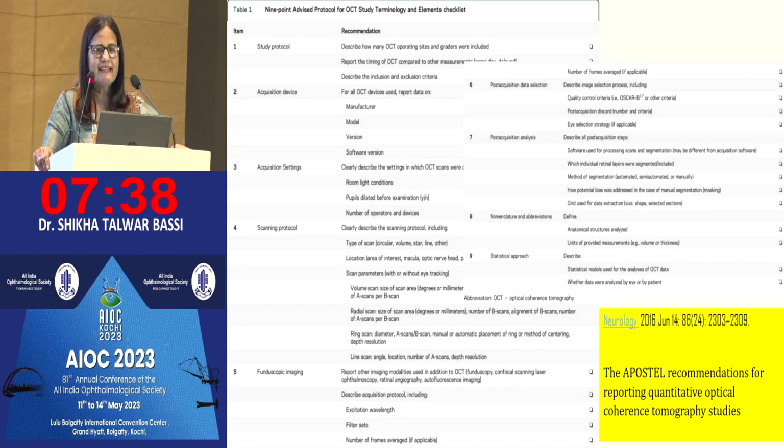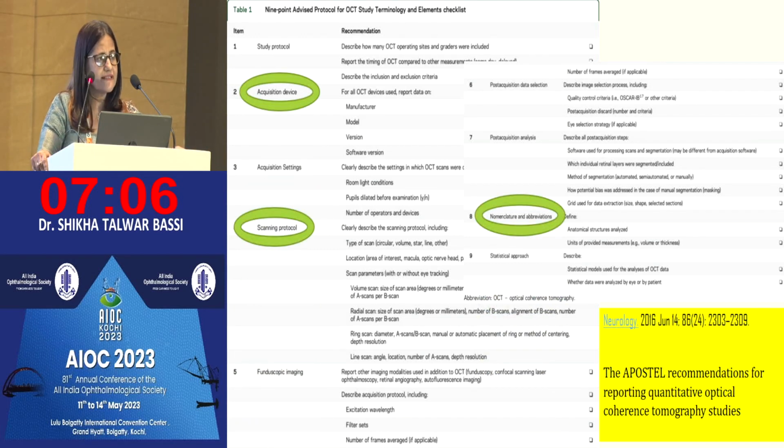As I said, it is being right now used as a research tool in neurology. It has been recognized as that, and there are a lot of publications coming. So, to set a standard in this, the neurologists have published the APOSTEL recommendations, where they've described 9 things that a person should be aware of if you're using this technology to do some research. We shall be talking about 3 of these, that is the acquisition devices, scanning protocol, nomenclature, etc. If you're publishing, then you have to specify these things, because it matters. The results may differ depending on what you have used.